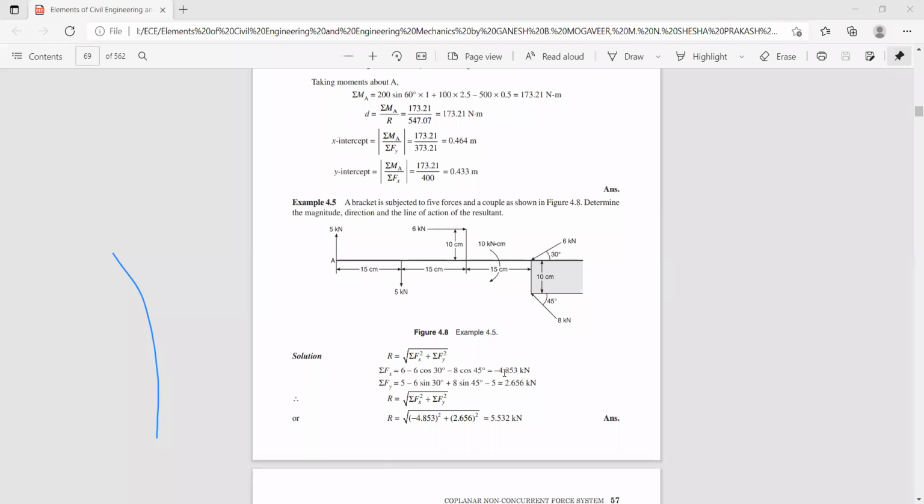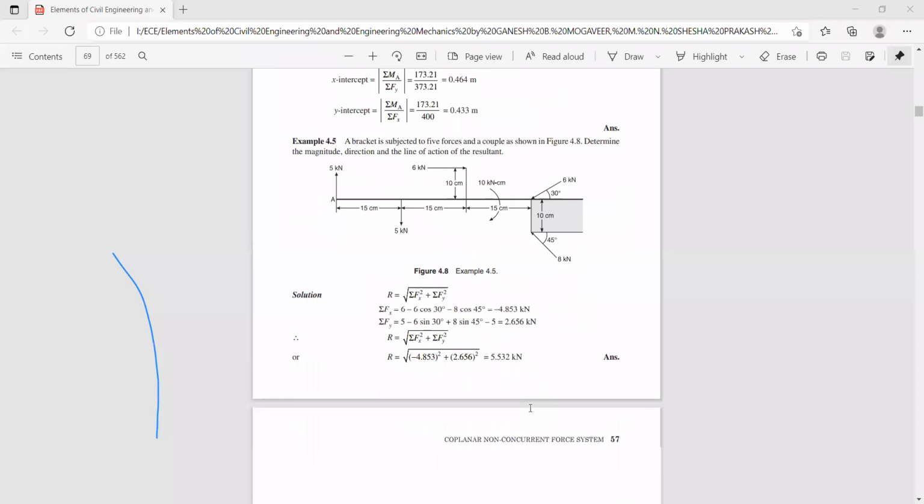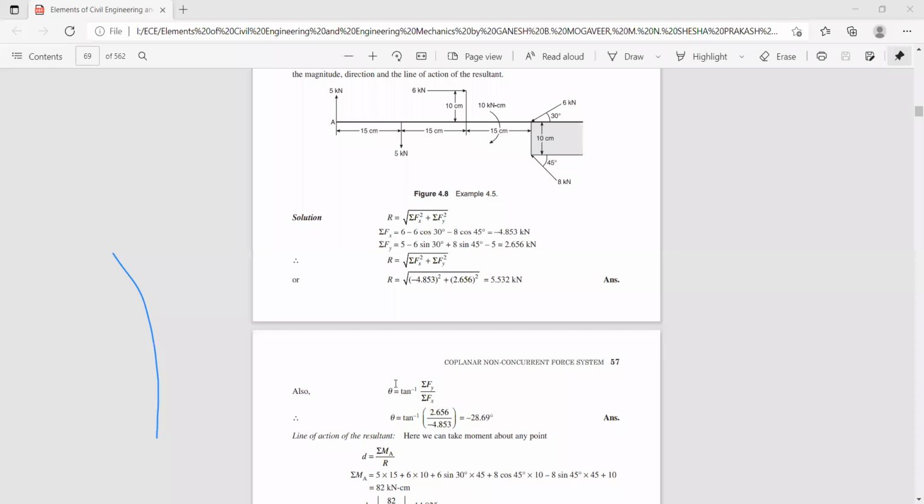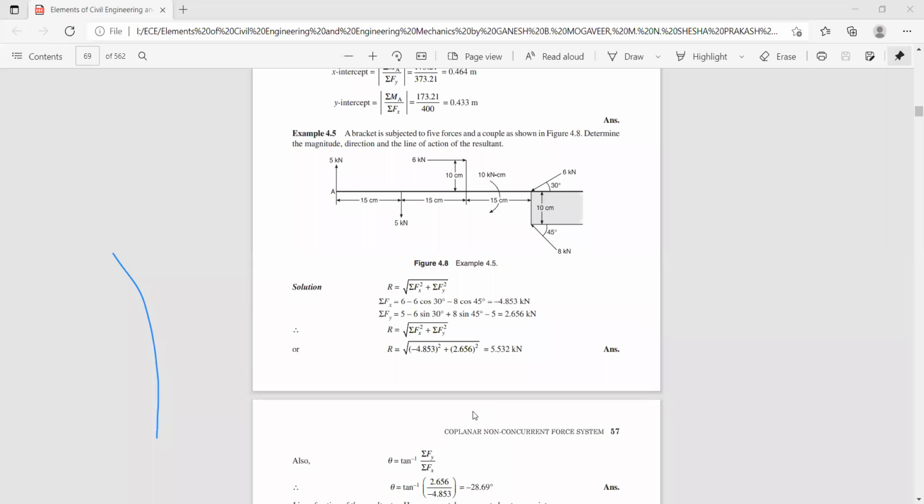Sigma Fx is negative and sigma Fy is positive, so the resultant acts in the second quadrant. Now you know the magnitude of the resultant, so you can find its direction. That is theta equal to tan inverse of sigma Fy by sigma Fx, which works out to be 28.69 degrees. So the resultant acts in the second quadrant.